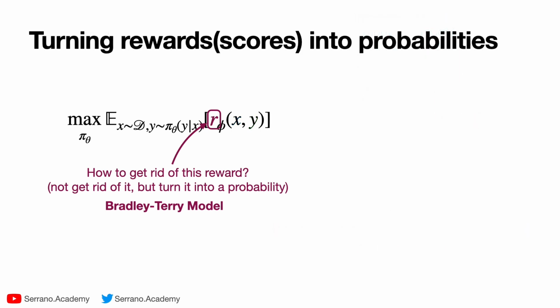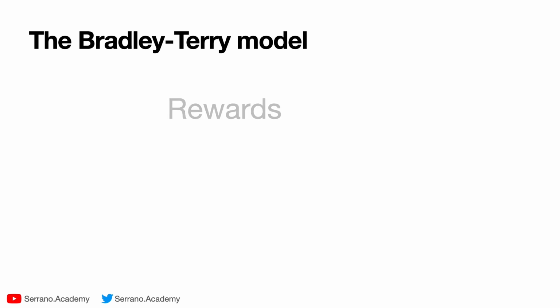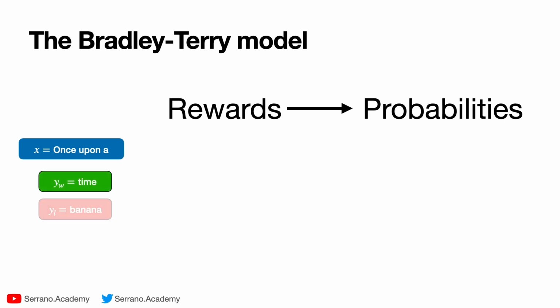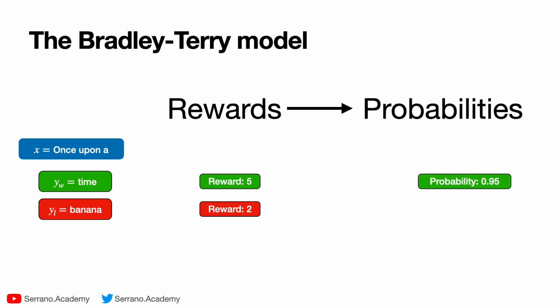Let's look at the Bradley-Terry model that is going to turn rewards into probabilities so that we can rewrite this formula with only pi and not r. The Bradley-Terry model does the following. It turns rewards into probabilities. So for example, if the input is once upon a and the outputs are time and banana, well, the human evaluator will give them some scores like 5 and 2, but we don't want scores, we want probabilities. So we're going to turn these into, let's say the probability of the word time is 0.95 and the probability of the word banana is 0.05.